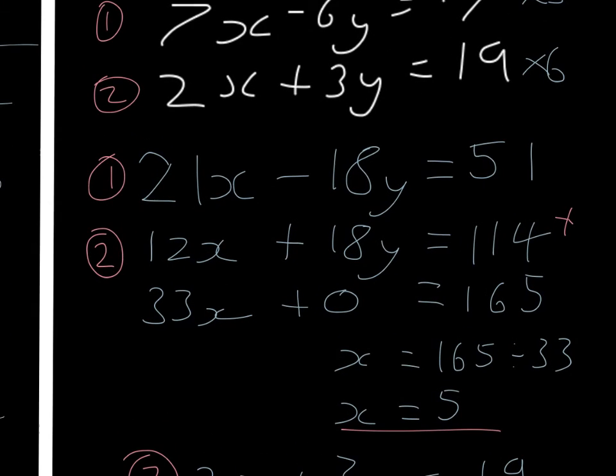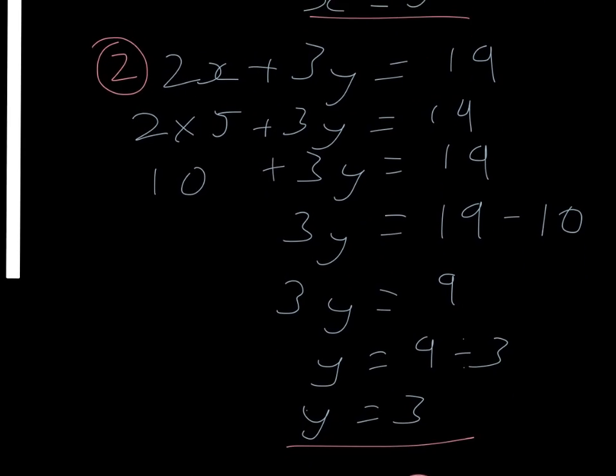That gave me the answer of 21x minus 18y is equal to 51, and 12x plus 18y is equal to 114. Because I had a minus here and an add here, I added the two answers together, that's an add symbol, and that gave me 33x is equal to 165. So x was equal to 165 divided by 33, x was equal to 5.